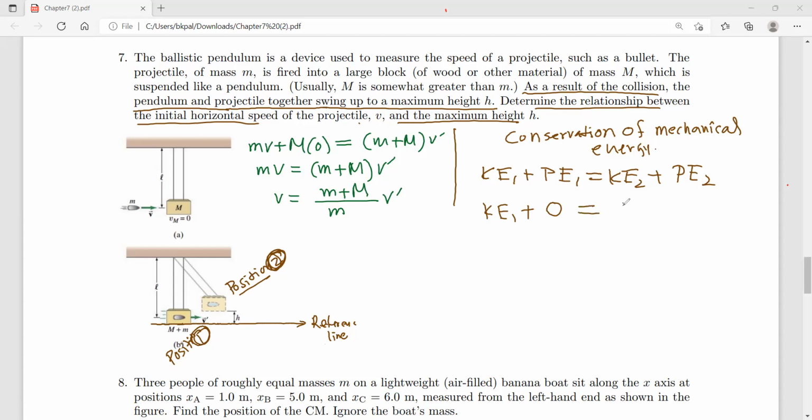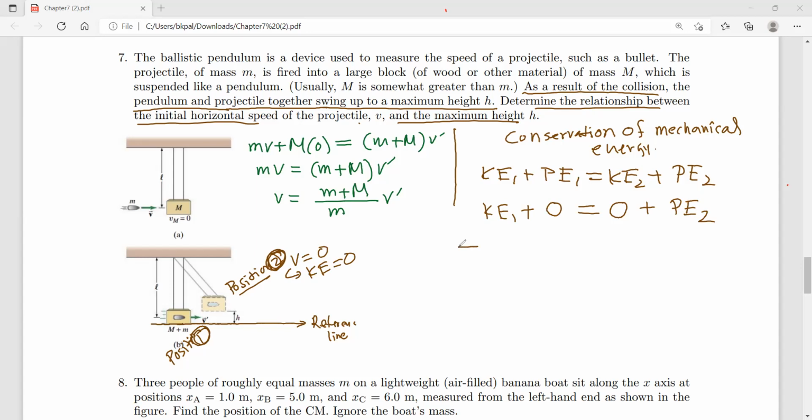Now at position 2, the kinetic energy will be 0. Why will the kinetic energy be 0? Because this is the maximum height. If the kinetic energy is not 0, it would move further, right? Because it is the maximum height, that means the velocity is equal to 0 and hence the kinetic energy is equal to 0 at the final position. But there will be potential energy, because it is now at some height.